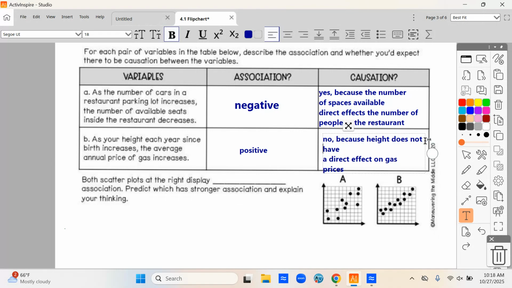Here, I'm trying to make it all fit and it just ends up looking goofy. There we go. So now the one thing that would actually be directly affecting our height would be time passing, right? So average price of gas is increasing, time passes, increases your height. So the time passing would have a direct effect, but the height does not directly affect gas prices.